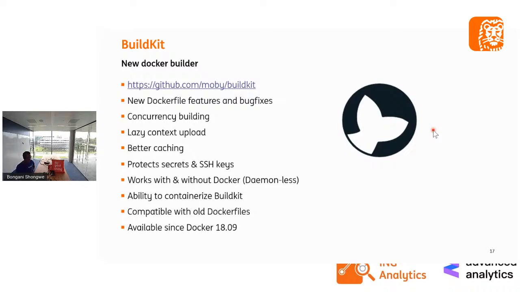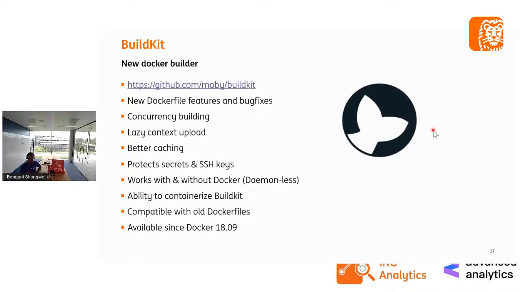So we found out that there's a new Docker builder called BuildKit. It's produced by Moby, or some people also call it Moby BuildKit. It's the new BuildKit builder, and it has new Dockerfile features and many bug fixes. It introduced concurrent building. It has lazy context uploading. So with BuildKit, if you change one file, in one build step, then that's the only build step which would get uploaded.